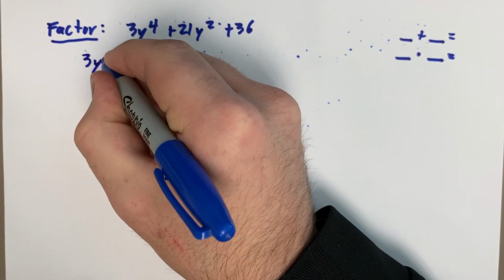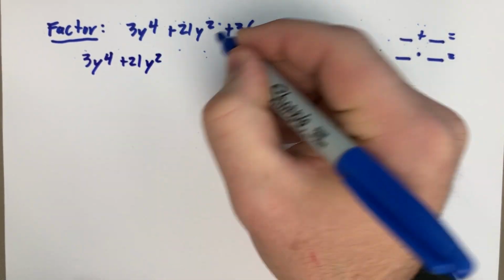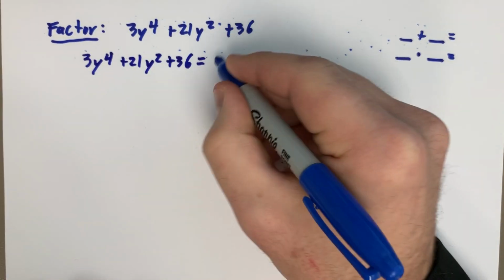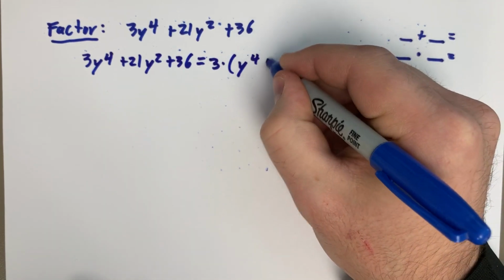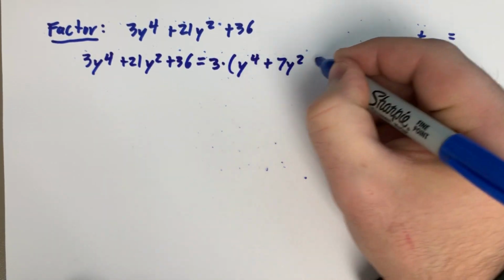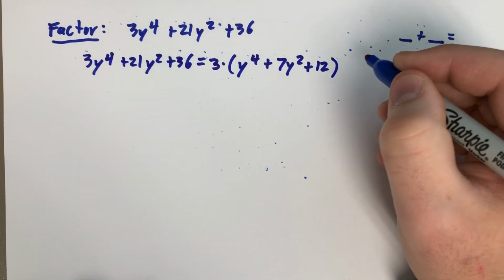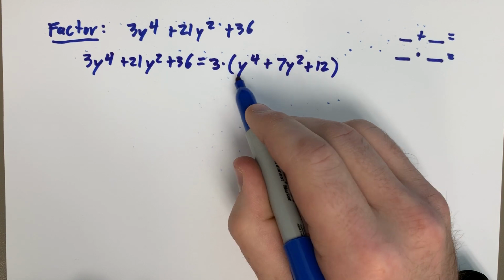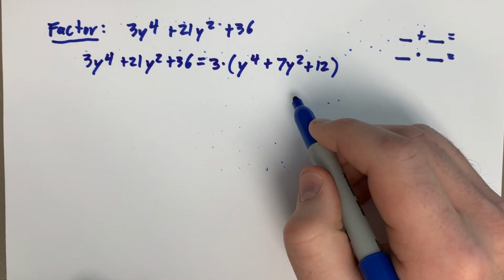Rewriting, I get 3y to the fourth plus 21y squared plus 36. I'm going to factor out this 3 from everything. So I have 3 times the quantity y to the fourth plus 7y squared plus 12. Okay. So now, I notice that I have this quantity y to the fourth plus 7y squared plus 12.